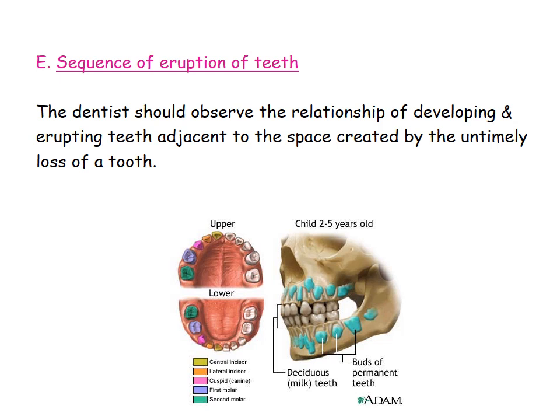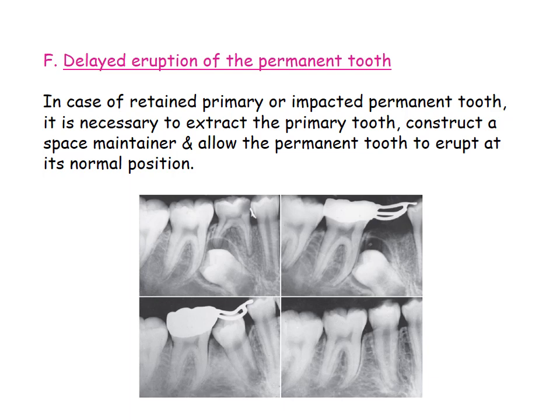The sequence of eruption of the teeth also plays an important role. So we should observe the relationship of the developing erupting teeth adjacent to the space created due to the untimely loss of a tooth. Even with delayed eruption of permanent teeth, in case of a retained deciduous tooth or impacted permanent teeth, it is necessary to extract the primary teeth, construct a space maintainer, and allow the permanent tooth to erupt into its normal position.